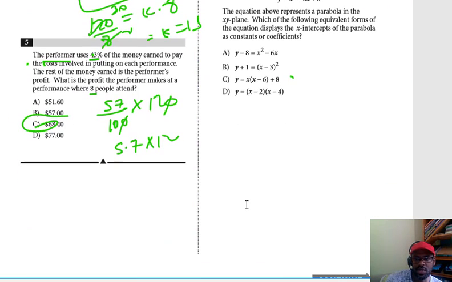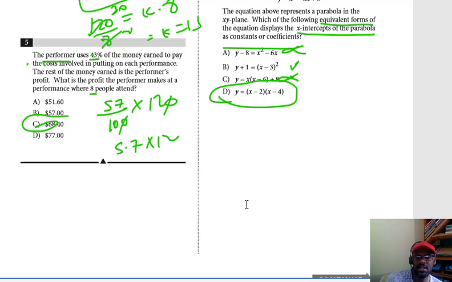Question 7. y equals x squared minus 6x plus 8 is given. The equation above represents a parabola in the xy plane. Which of the following is an equivalent form of the equation displaying the x-intercept of the parabola as a constant or coefficient? So obviously this is almost the same. This is vertex form, and this is not completed factored form, and this is written in the x-intercept form. It's easy to find the x-intercept here. x minus 2 equals 0 and x minus 4 equals 0. Okay, so the answer would be this one.